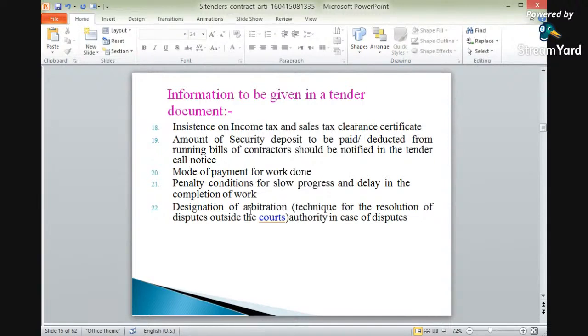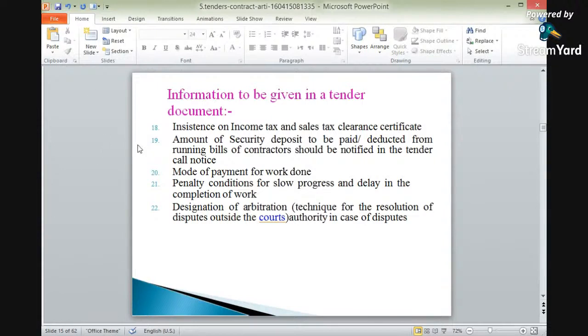So whether the security deposit will be paid by the contractor at the time of accepting the tender, or it will be deducted from the running bills. Okay, monthly running bills. So there are two options. It will be directly paid by the contractors at the time of sanctioning or approval of the tender, or it will be deducted from the running bills.